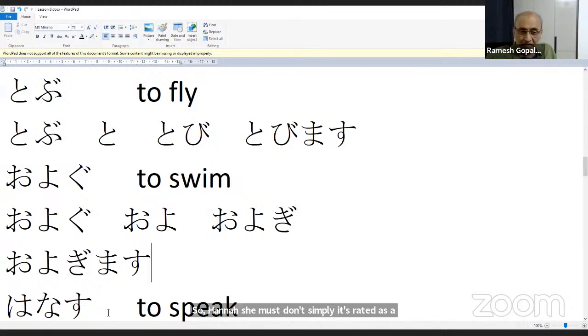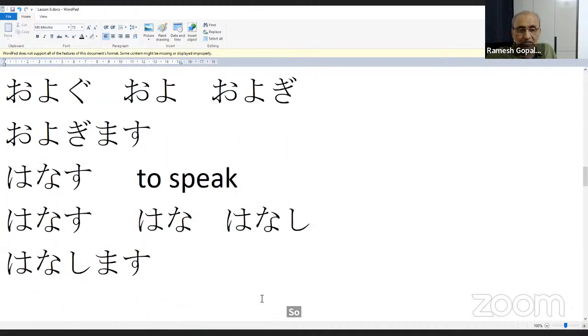Step after step. So hanasu, hanashimas. Hanasu, drop su. You just have hana, and the corresponding, add shi. After that add mas. Hanashimas, hanashimasu.